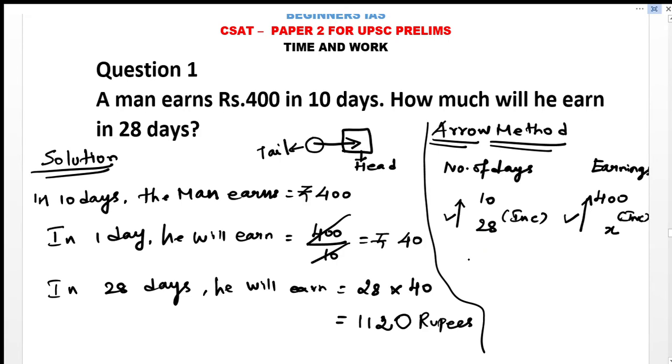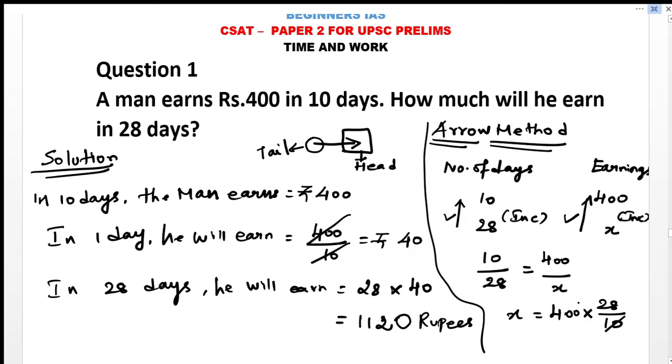What is the formula here? It is not a formula, it's a technique. Always write the value on the head of one arrow divided by the value of the tail. I'm going to write here the value of the head. It increases, right? Therefore 10 by 28 is equal to 400 divided by x. So here we have to find x, right? Therefore x is equal to, cross multiply, 400 into 28 by 10.